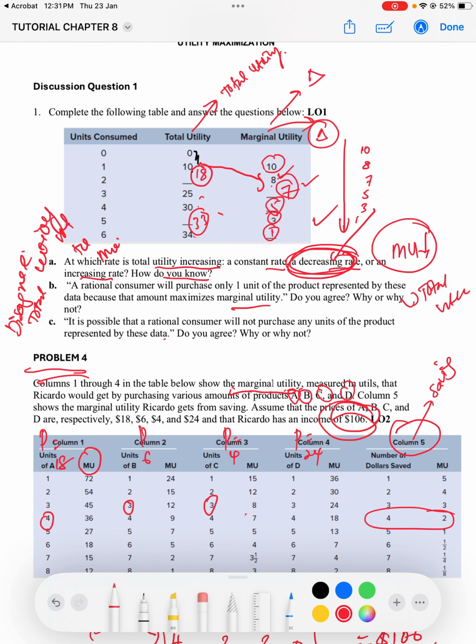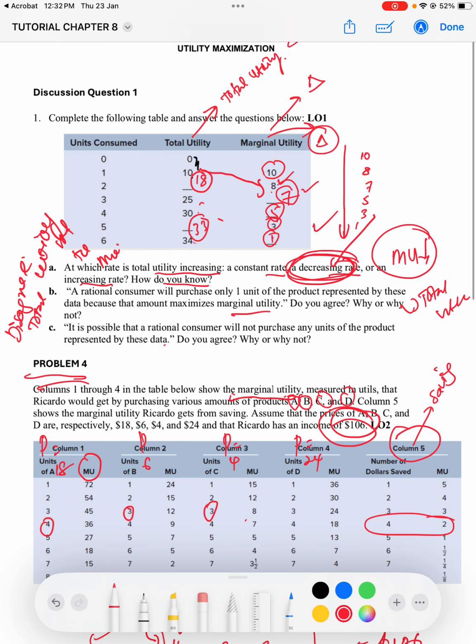Number B: a rational consumer will purchase only 1 unit of the product represented by this data because that amount maximizes marginal utility. Do you agree? Why or why not? We disagree. Because the marginal utility of a unit beyond the first may be sufficiently great to make it a worthwhile purchase. Consumers are interested in maximizing total utility, not marginal utility. Remember that. So we have to disagree with this one.